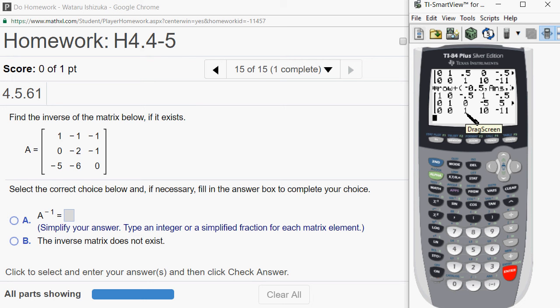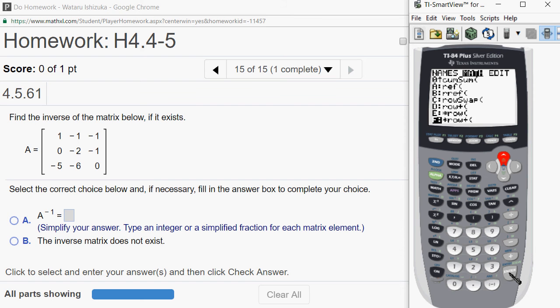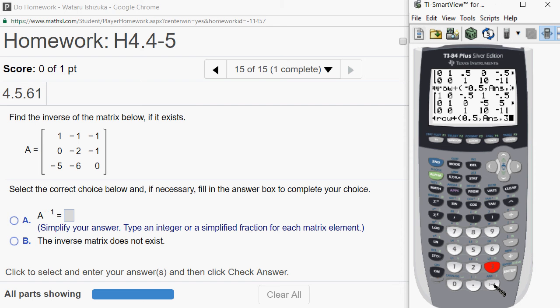So we multiply third row by positive 0.5, add it to the row 1. So we go to matrix and math. Right, then you have multiply and add. So we're going to multiply by 0.5, comma, use the previous answer, and then multiply the third row, add it to the first row. Alright, then hit enter.